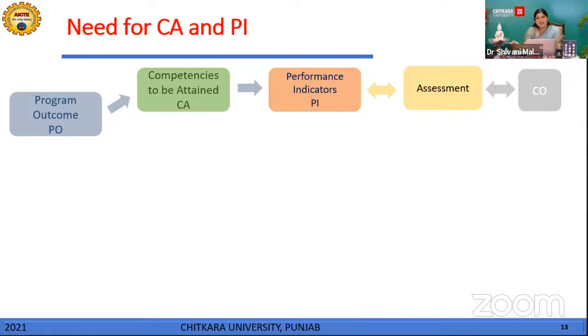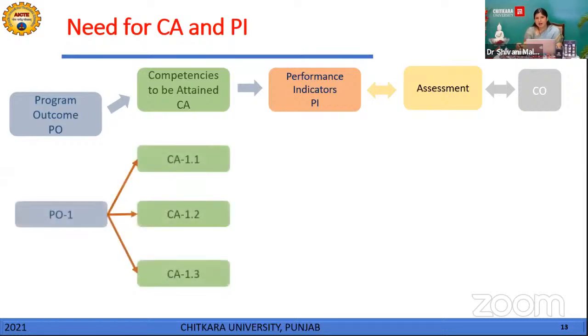So if we see this entire chain, the course outcome gets aligned to the program outcome through competencies attained and performance indicators. A program outcome can have multiple competencies attained. So in order to achieve one program outcome, a student has to demonstrate multiple competencies.